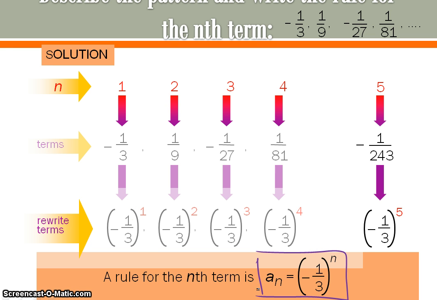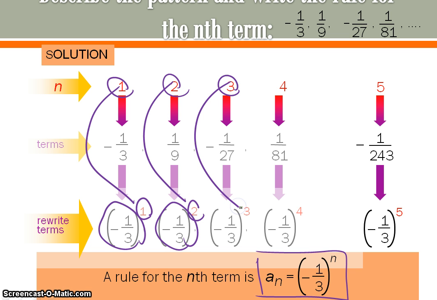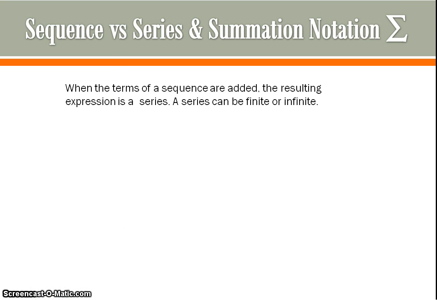The reason that is, is because our pattern was minus 1/3 to some power. The first term had an exponent of 1, the second term had an exponent of 2, the third term had an exponent of 3, and so on. Okay, so let's move on to the next slide.